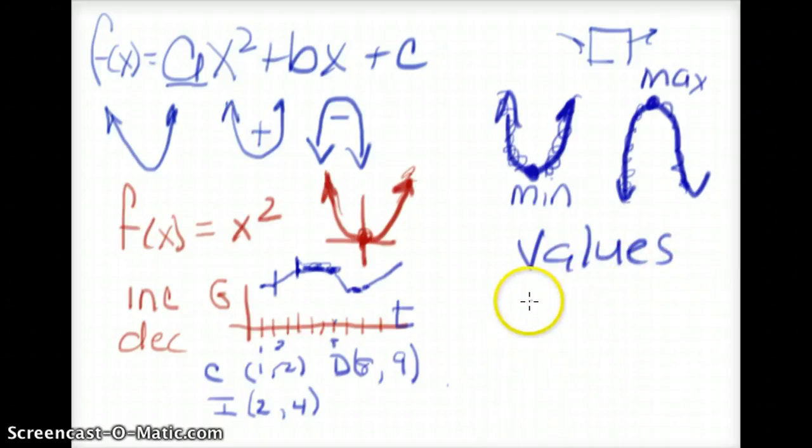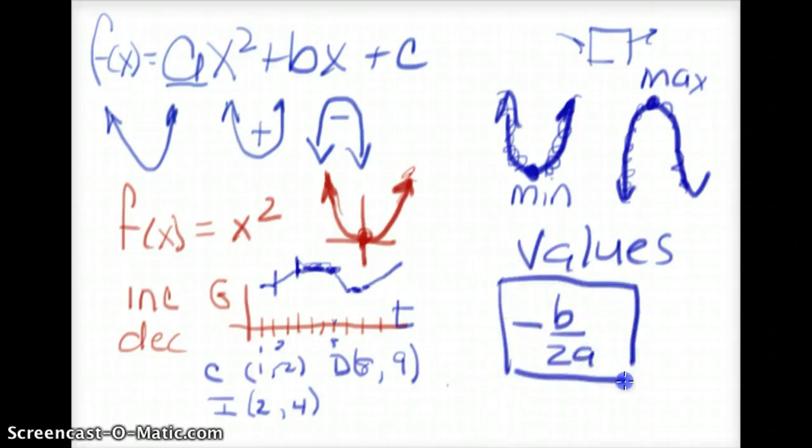Now, in order to find this maximum or minimum, we use this little formula, negative b over 2a. Negative b over 2a. The a is right here, and the b is right here. That is how we find the x value. So keep that in mind.